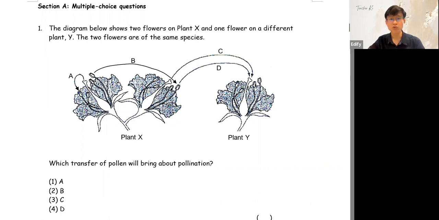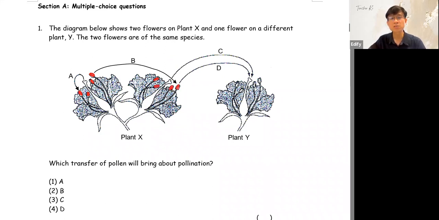The diagram below shows 2 flowers on plant X and 1 flower on a different plant Y. The 2 flowers are of the same species. Which transfer of pollen will bring about pollination? Pollination is the transfer of pollen grain from the anther to the stigma. So we know that these are the anthers. I'm going to just color the anther. These are the anthers of the flower for plant X.